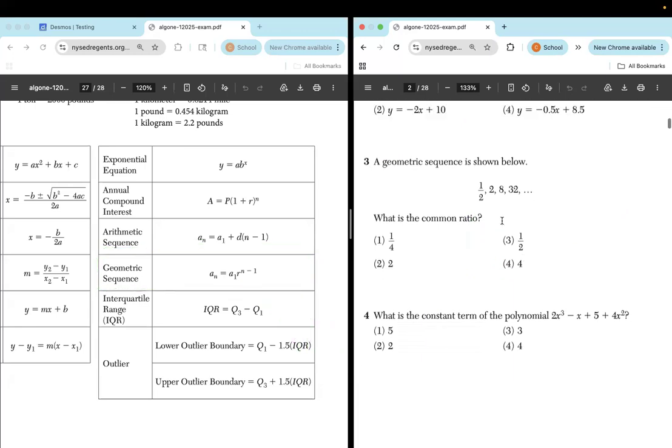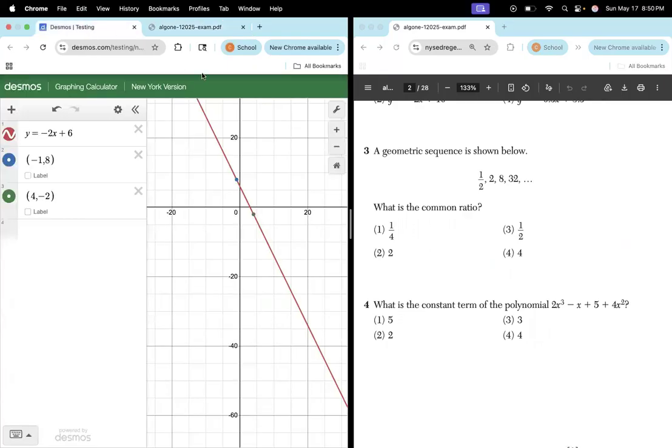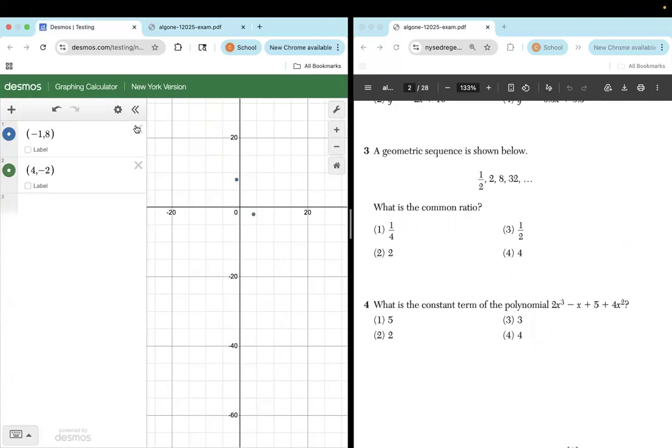Okay. Number 4. What is the constant term? Let me just clear this out. What is the constant term of the polynomial 2x to the third minus x plus 5 plus 4x squared?